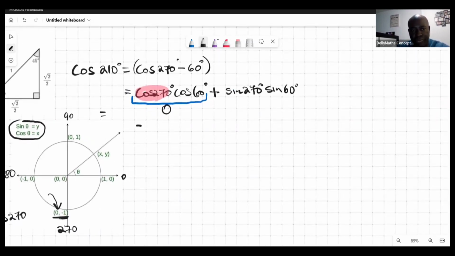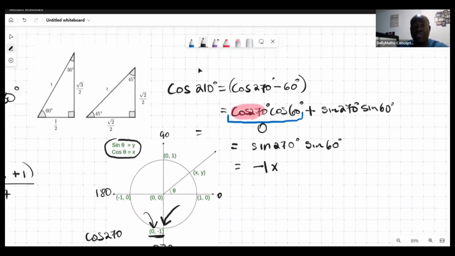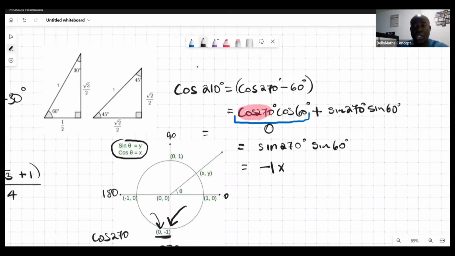For example, I am now focusing on the sine of 270 degrees times the sine of 60 degrees. 270 is also on the unit circle, where the sine would have been the y coordinate. It's a -1. So the sine of 270 is -1. And we want to multiply that by the sine of 60 degrees. And that is from our special triangle. Let's take a look. The sine of 60 degrees is root 3 over 2.